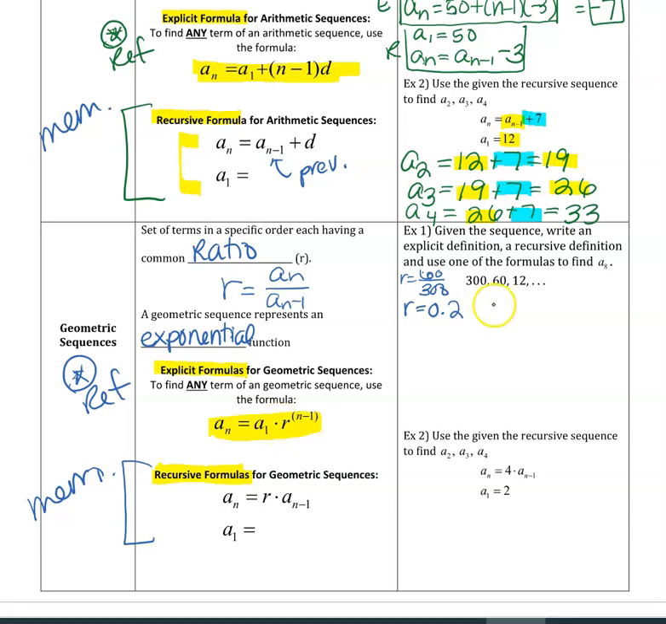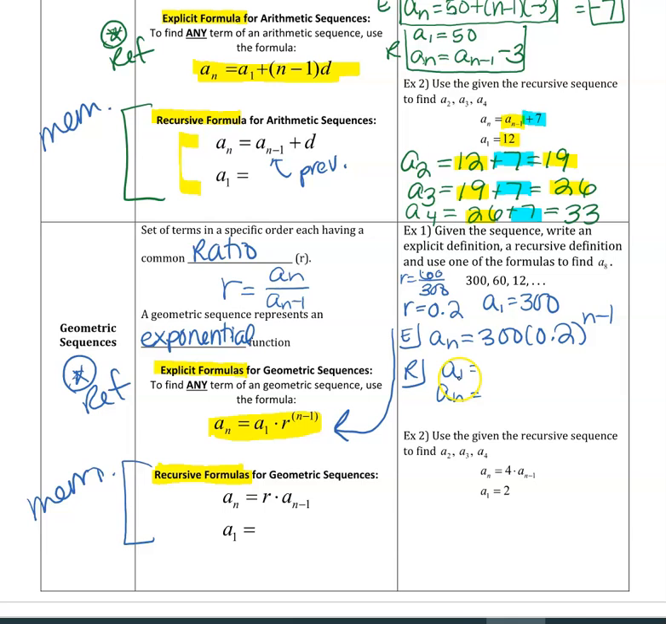So I figured out R. My first term is 300. So for an explicit formula, this would be a sub n equals a sub 1 times R to the n minus 1, just by using that formula right there, just plugging in what I know. Recursive formula, again, has two parts. If you throw your a sub 1 in there, being 300, if you want the next term, you're going to take the previous term and multiply it by our common ratio, which we just found was 0.2.